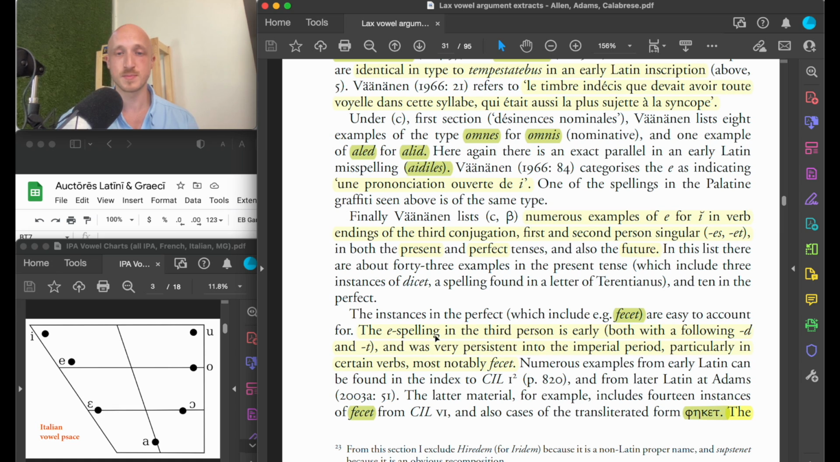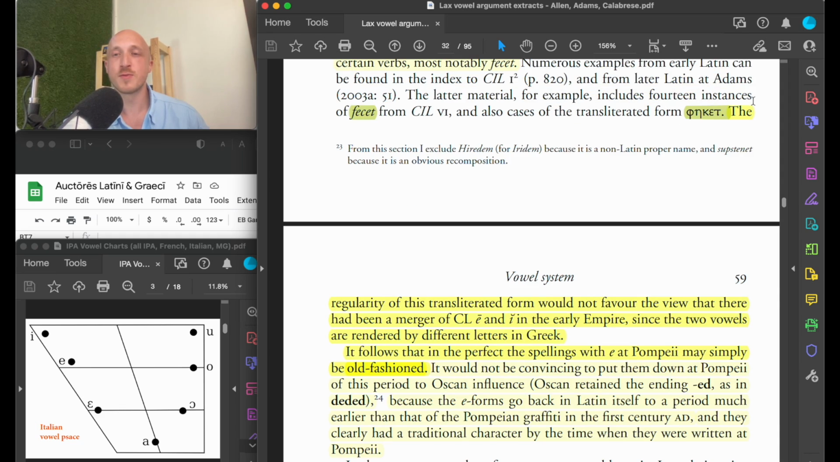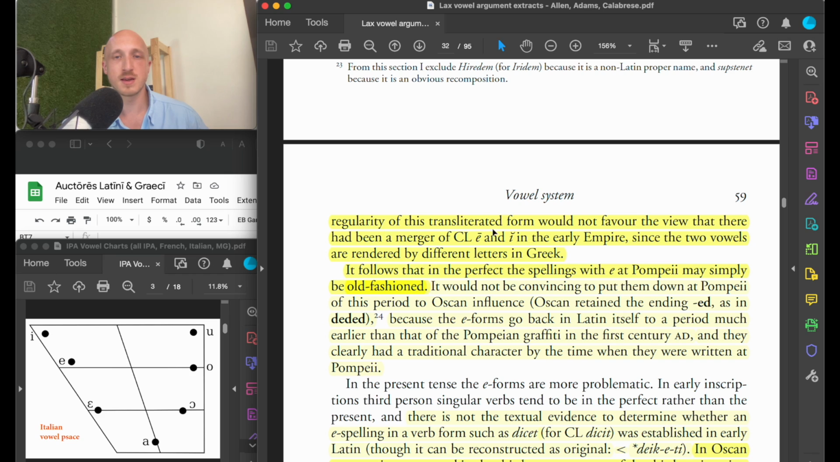The e spelling in the 3rd person is early, both with the following letter d and t, and was very persistent into the imperial period, particularly in certain verbs, most notably fecit instead of fēcit. There are 14 instances of fecit, and it's transliterated like this into Greek. The regularity of this transliterated form would not favor the view that there had been a merger of classical Latin ĕ and ē in the early empire, since the 2 vowels are rendered by different letters in Greek.